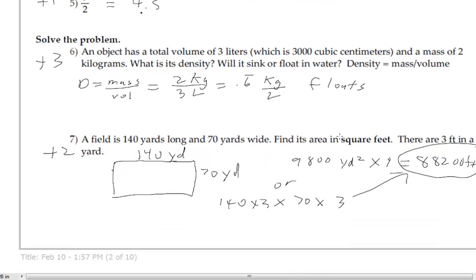And number 7, a lot of people had a problem with this one. If you took 140 times 70, that gives you the area in square yards. The question is, how many square feet are in a square yard? So if you think about it, 3 feet by 3 feet is a square yard, so 3 by 3 is 9. So really you have to take this 9,800 times 9. Another way is you could take 140 times 3 to get the feet, 70 times 3 to get the feet, and multiply all that out, and you get the same thing. 88,200 square feet. I'm sorry, this should be square feet.